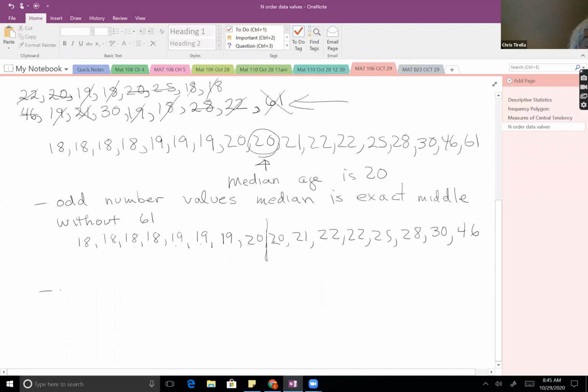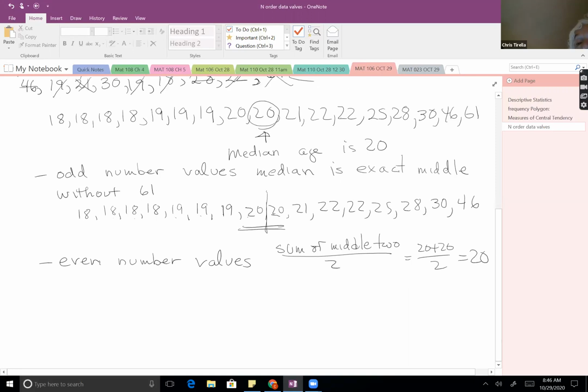If there's an even number of values, what we do is we take the sum of the middle two and divide by 2. It's like the average of the 2 in the middle. So that would be 20 plus 20 over 2, which would be 20. And do you notice those random high values don't affect the median as much as the mean?